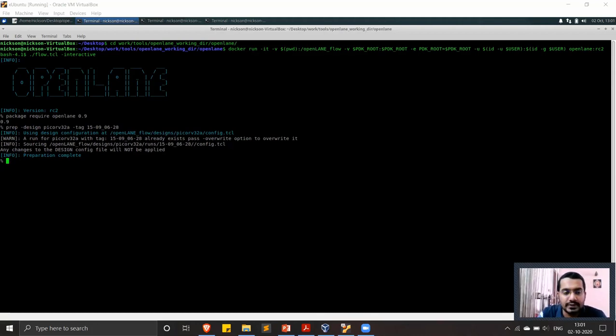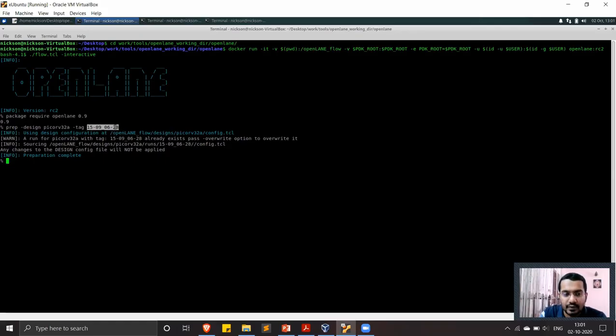As you can see on the screen, I have invoked the Docker to run OpenLane. This is the next day, after I ran the CTS. If you concentrate on the commands I have used, I think I have mentioned this before. After invoking the Docker from OpenLane, I initiated flow.tcl for interactive run. I imported the packages, and then I did this: prep_design with the minus tag option and the name of the folder where we have been doing the experiments till now.